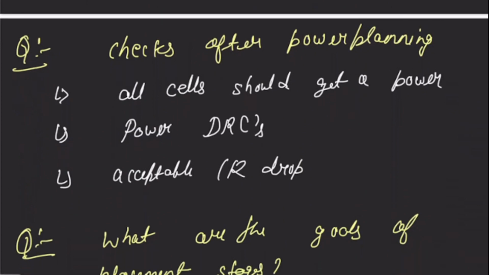What checks do we need to do after the power planning? Once the power planning is done, what checks do we need to do first? To see whether our power planning is done well or badly. First, all cells should get power. Power DRCs, all the DRCs related to the power. Acceptable IR drop. IR analysis we need to do, the static IR drop or the dynamic IR drop. If it is acceptable, then we can go to the next step.